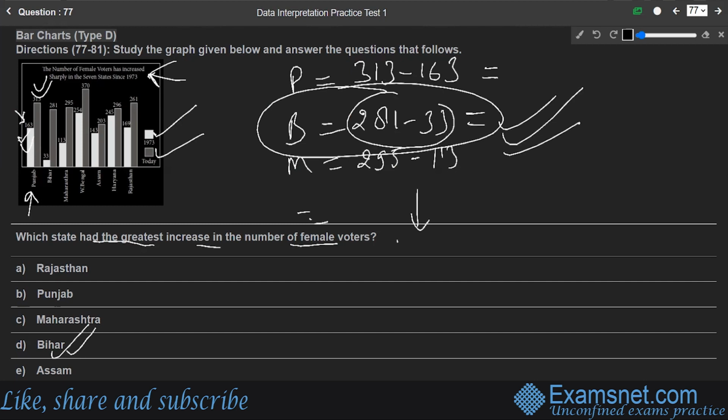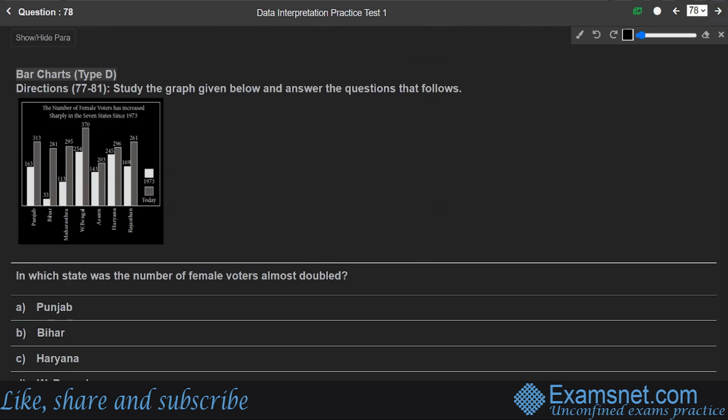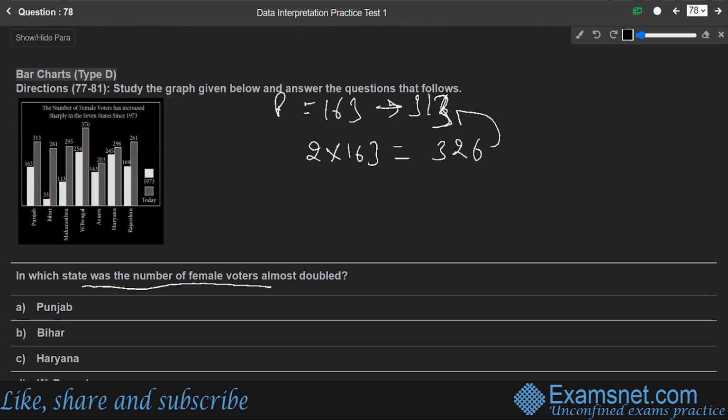Option number D, Bihar. Now, for the same bar graph, we have to answer a different question. The question is, in which state was the number of female voters almost doubled? Let us study in which particular state the voters are getting doubled. In Punjab, 163 becomes 313. This is approximately double, because double of 163 is somewhat close to 326, and we are getting 313. So we should consider that for the state called Punjab, it may be doubled. Let us check the other options as well.